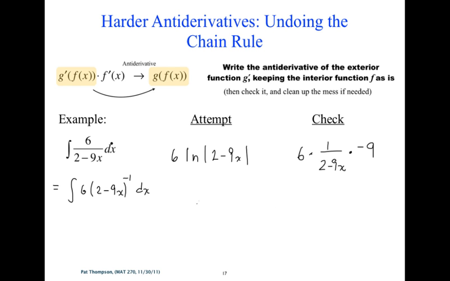Where's Tyler Bennett? Tyler, how will I adjust this initial attempt so that this -9 won't be here if I took the derivative? Divide by -9. Good. So what's our second attempt? It would be 6 and 2 minus 9x over -9. Good. So can I do 6 -9ths like that? So the second attempt is -2/3 natural log of the absolute value of 2 minus 9x plus c.